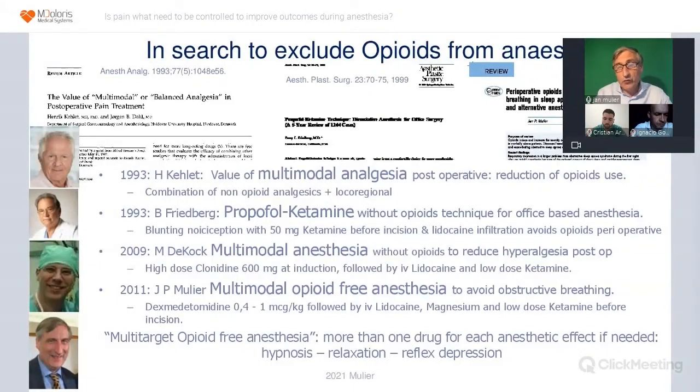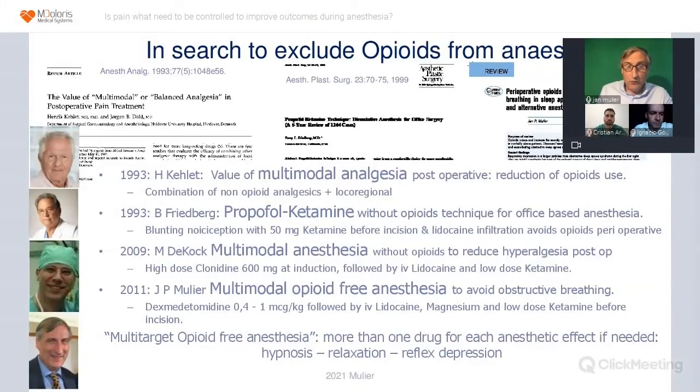Now, in the search to exclude opioids from anesthesia, I might be the father, but I'm not alone. There were already people before me, such as Kehlet, who was talking about multimodal analgesia and trying to avoid opioids postoperatively. But as he was a surgeon, he had no impact on what was happening intraoperatively, and that's probably the missing part. We cannot get away from opioids if we are still using a lot of opioids intraoperatively, given the explanation of tolerance and hyperalgesia you have been hearing already.